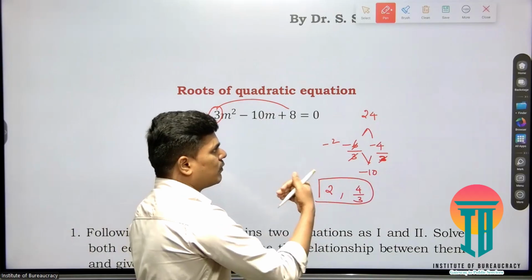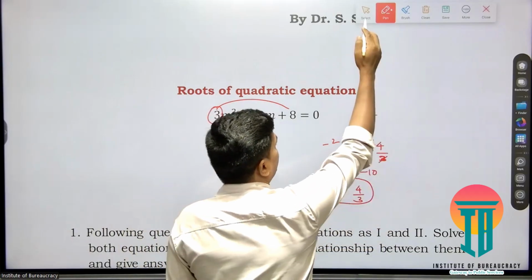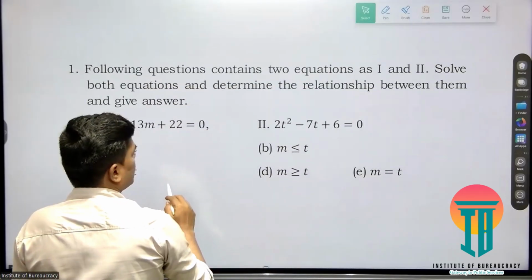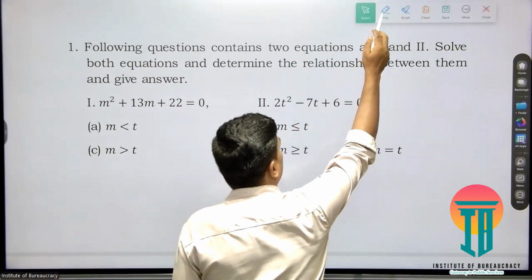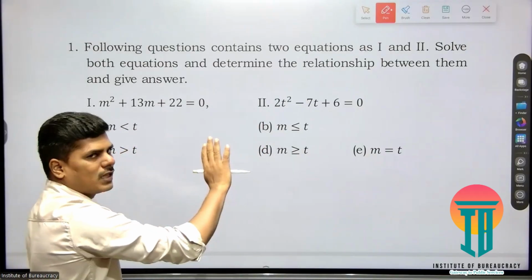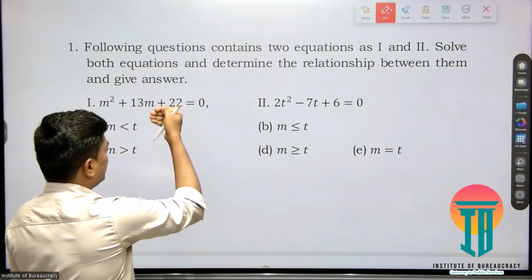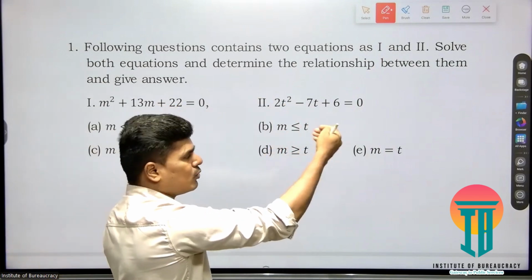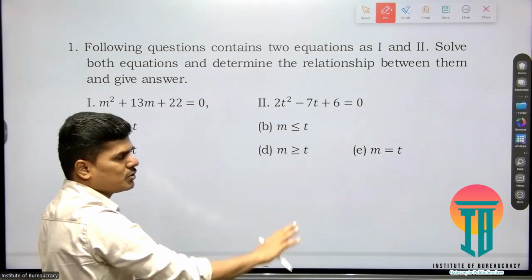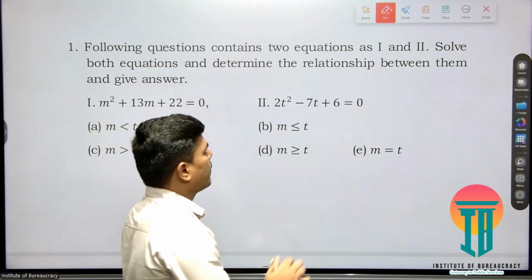So now we'll see the question based on this concept, which is a P by Q question. See here. So they are given two quadratic equations. One is based on m, the other one is based on t. You try to find the m value and the t value and check which condition is true here. Then you can answer.